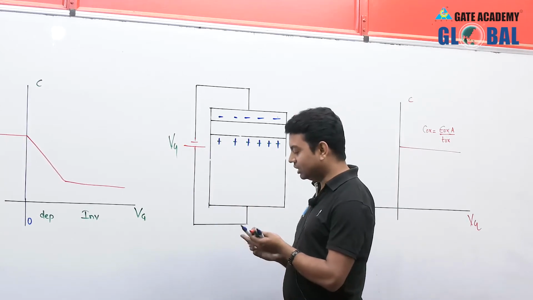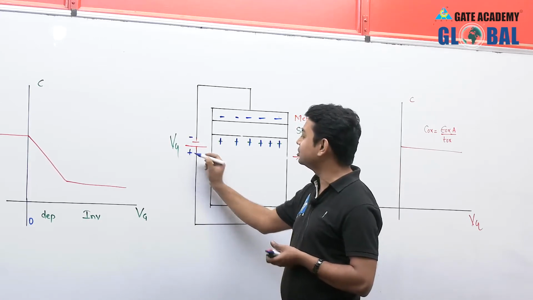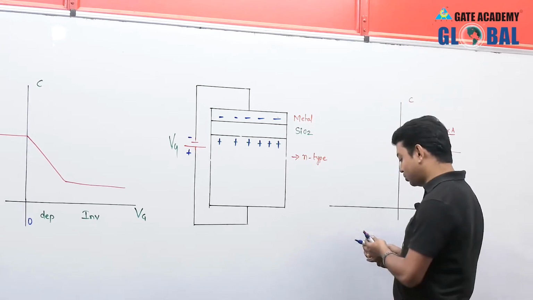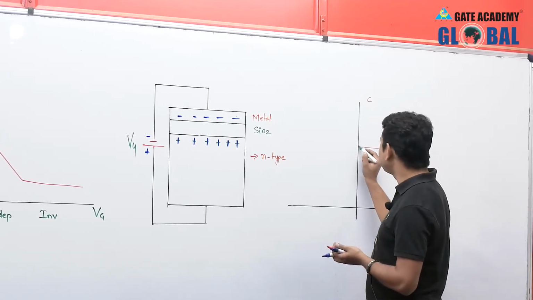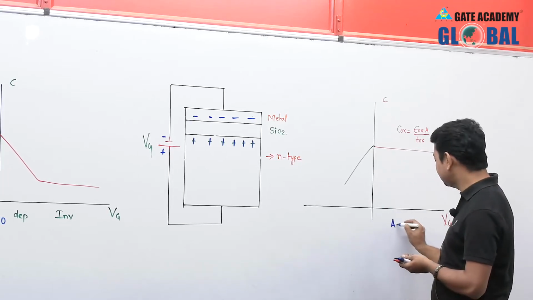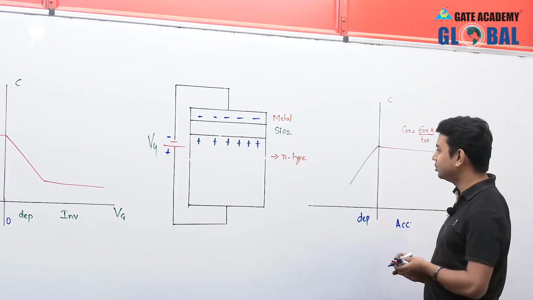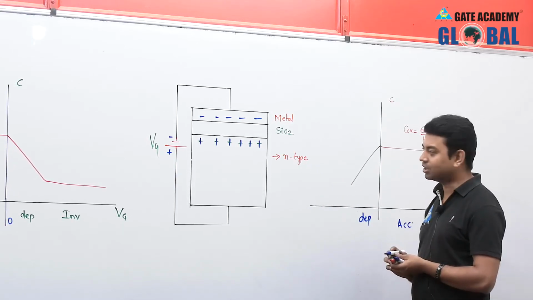So initially, if this gate voltage is less than threshold voltage and this is negative, this is positive, we have another mode of operation and the characteristic will be similar. And this mode of operation is accumulation. Then this mode of operation is depletion mode when we have an N-type semiconductor.